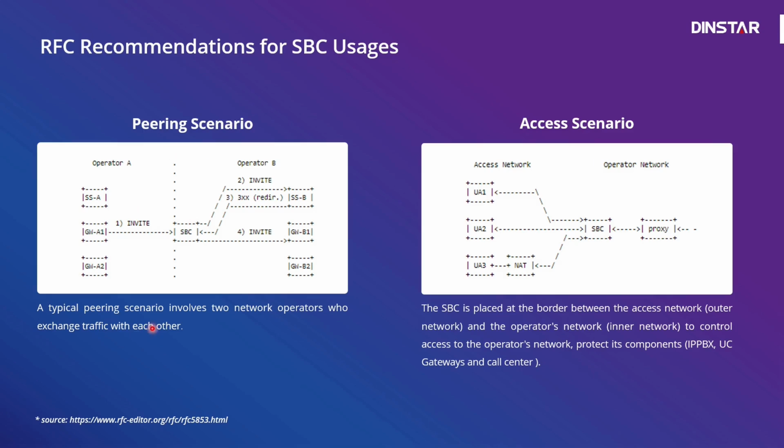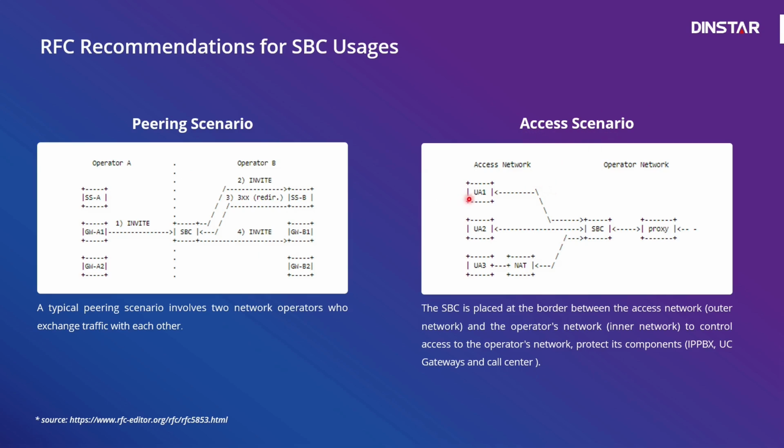And the peer scenario here may involve two network operators exchanging traffic with each other. So like operator 1 to operator 2, or maybe service provider 1 connecting to service provider 2 by the SBC connection. Okay, it's quite normal and used for service providers or SIP trunk providers. Okay. And the other one is, for example, the access scenario.